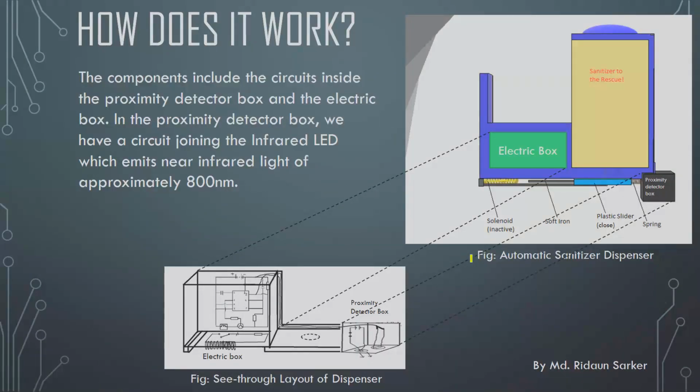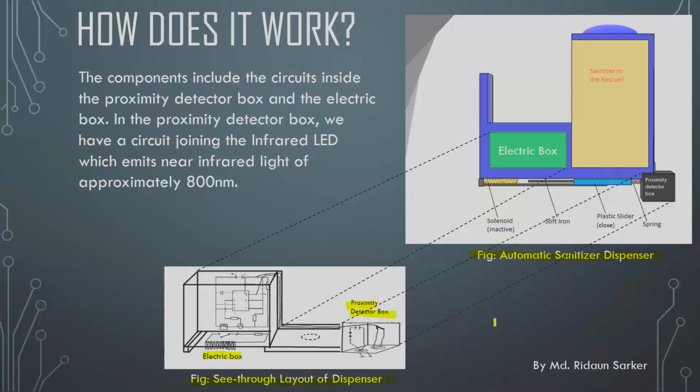Thank you, Shabab. Now the question arises, how does it actually work? Well, as you can see, this is the actual automatic sanitizer dispenser, and this is a see-through layout of the dispenser. In here, there are two compartments called the electric box and the proximity detector box.